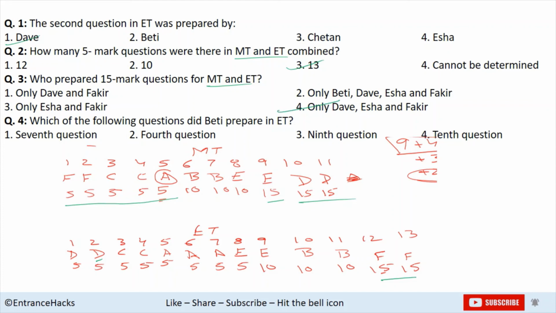Which of the following questions did Betty prepare in ET? So Betty in ET prepared question number 10 and 11 of 10 marks each. So the answer here is 4th.